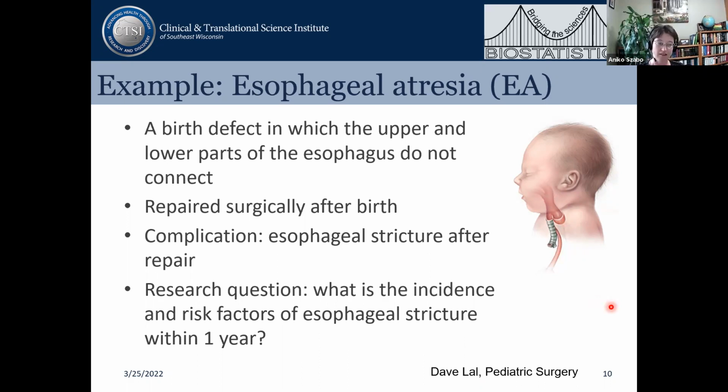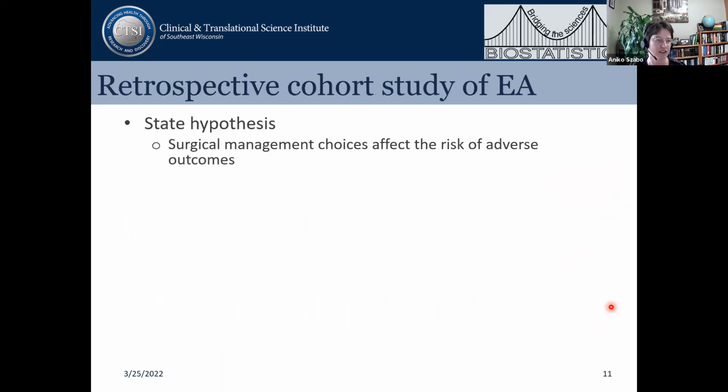This usually is diagnosed at birth or maybe shortly before. It is repaired surgically after birth, but there can be complications afterwards. One of them is, for example, esophageal stricture, when the esophagus gets thinner again and the baby cannot swallow food well. So the research question they wanted to address is the incidence and specifically the risk factors of esophageal strictures after surgical repair. So how does this get built up to make an actual study?